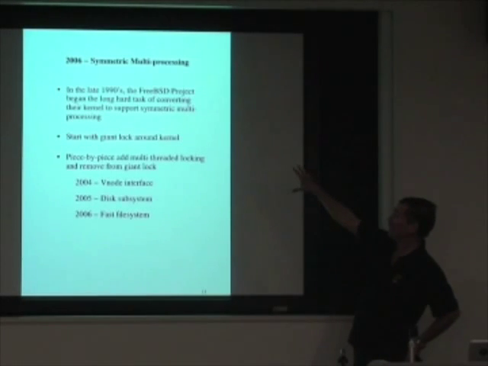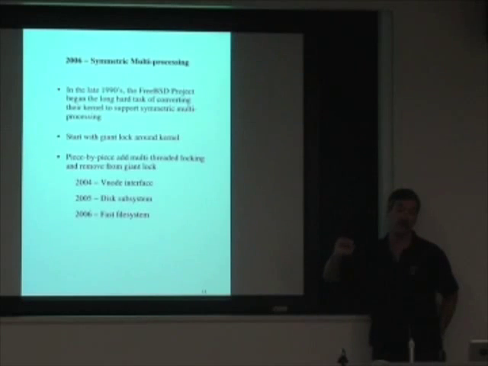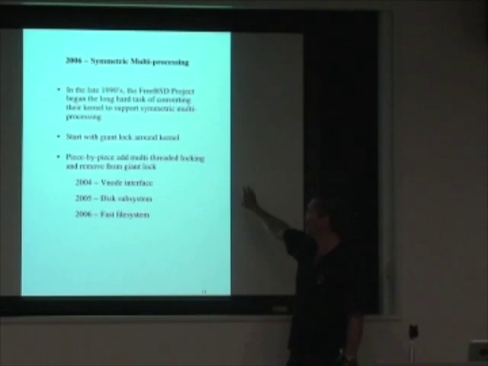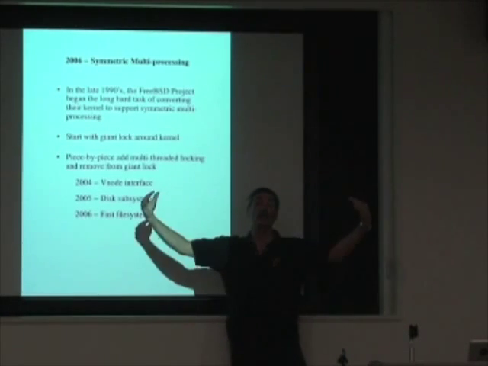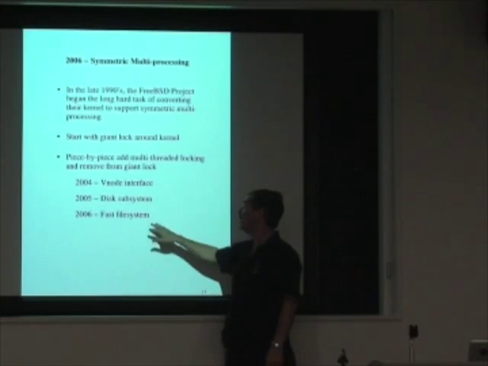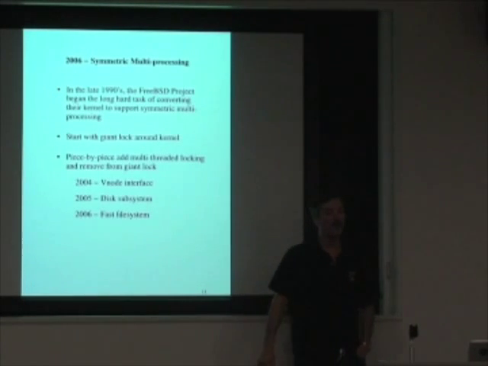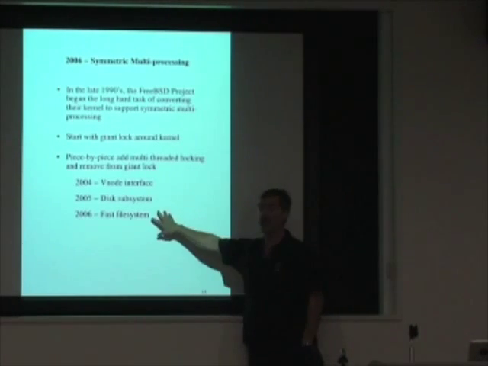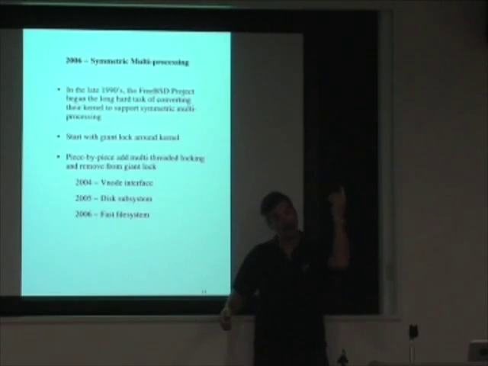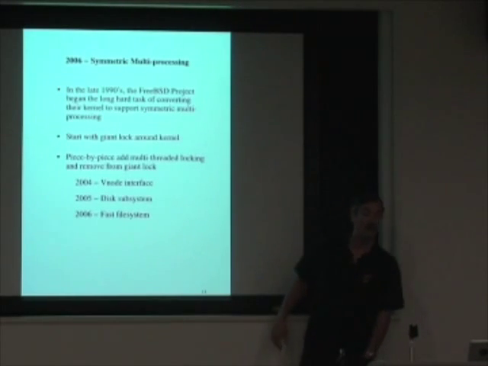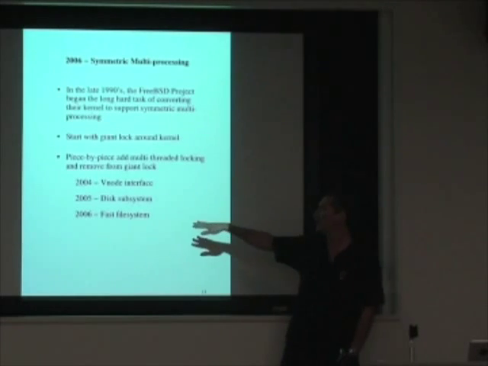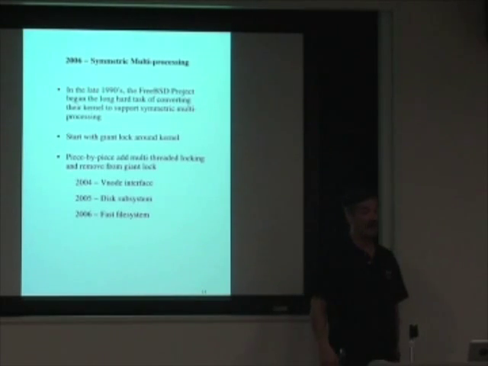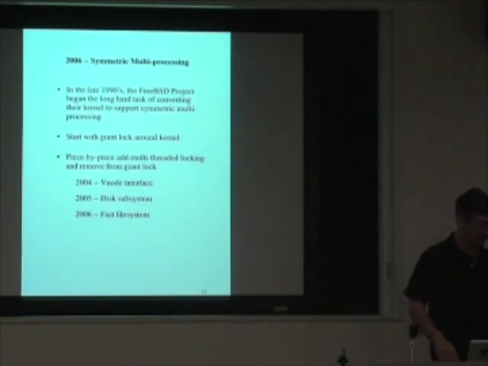It started with a giant lock around the whole kernel. Piece by piece, multi-threading got added. From the perspective of the file system, the first piece of the file system that got SMP'd was the VNode interface, which is where we plug in all the file systems. The disk subsystem, the part that's below the file system, got done in about 2005. And it wasn't until 2006 that the fast file system itself got all the locking put through it. 2006 was close to the end of that project. So the file system itself actually got SMP relatively late in the process.